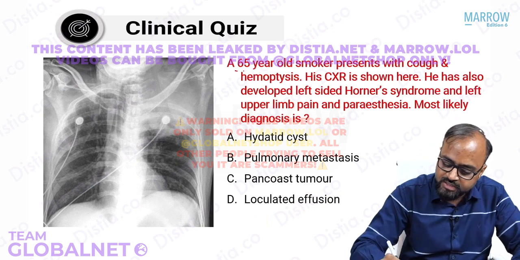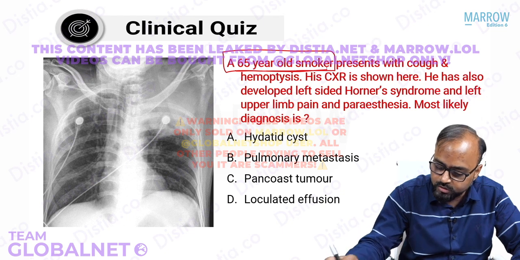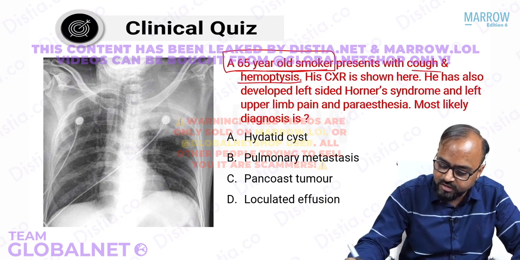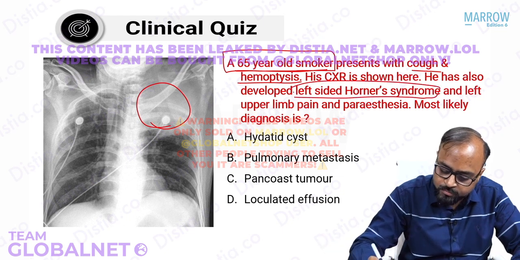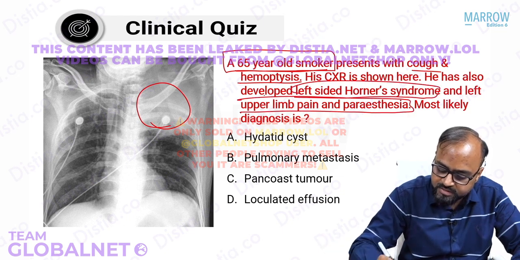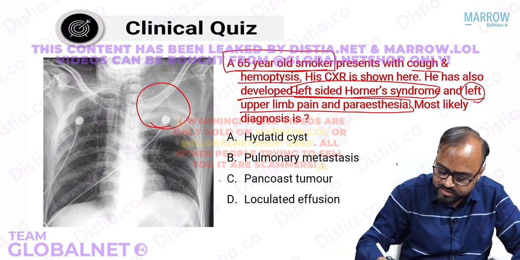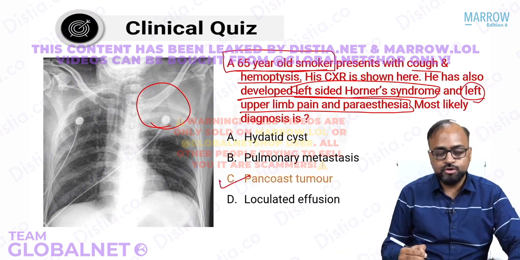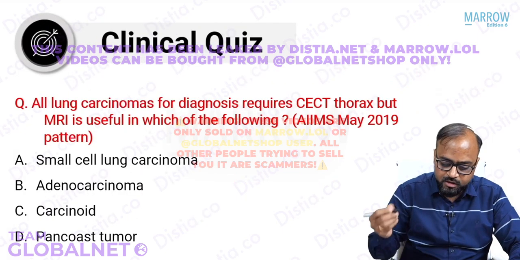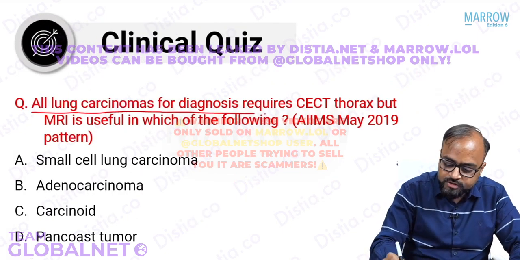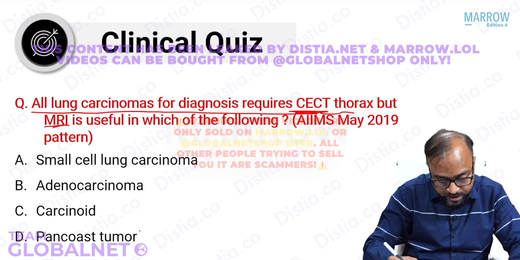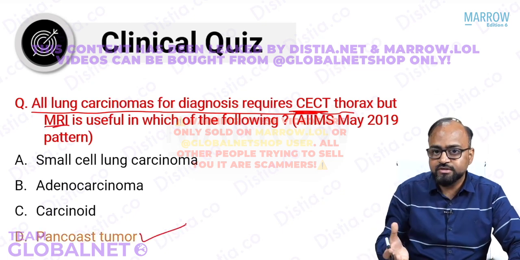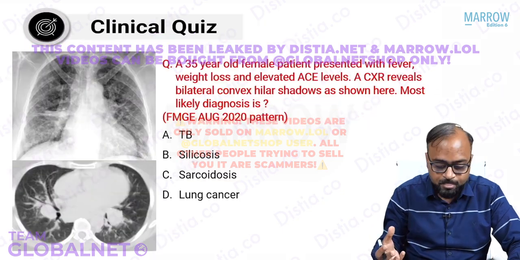So look at this. We have seen this multiple times now in this discussion. Elderly smoker, presenting with hemoptysis and cough. Chest X-ray shows a left apical mass. He has left Horner syndrome and left upper limb pain, paresthesia and weakness. So this is classical of Pancoast tumor. This is very typical of Pancoast tumor. All lung carcinomas for diagnosis require CECT thorax, but MRI is useful, again, for Pancoast tumor. We have discussed this, to look for neural invasion, right?